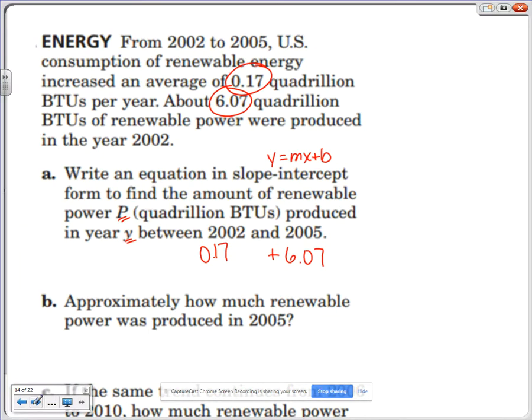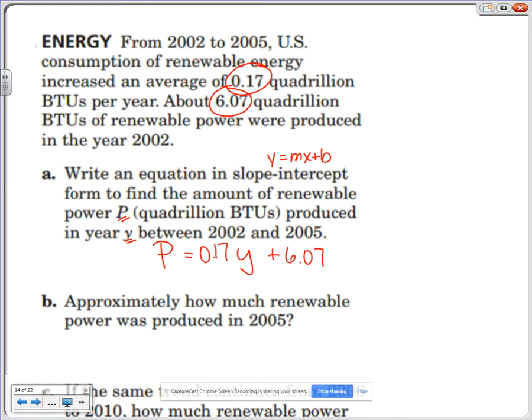Do you see how it says increase by 0.17 per year? So the y goes on the 0.17, the p goes off by itself. Are you okay with that, Tyler, or no? It's the same thing that's on your paper. Is that okay? That's all right.